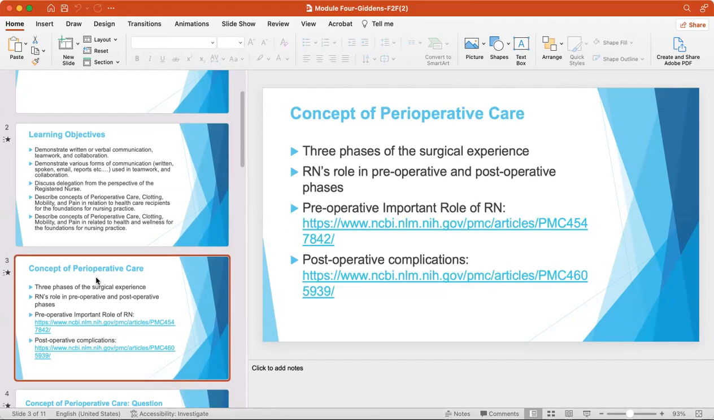All right, so the concept of perioperative care. Just remember there are 3 phases, which are preoperative, intraoperative, and postoperative. RNs are not expected to know about anesthesia or the intraoperative period, except to recognize that the RN can be a circulating nurse in the OR.